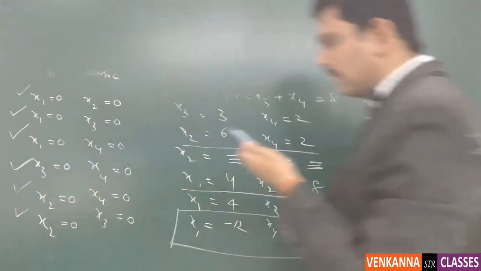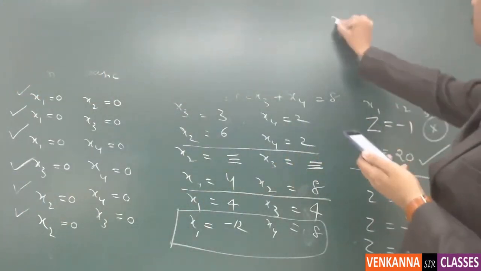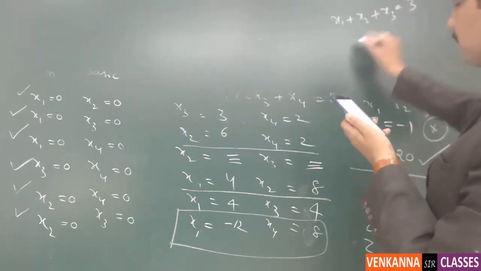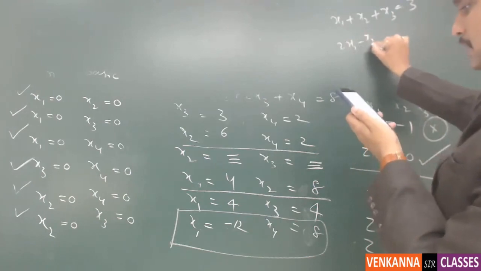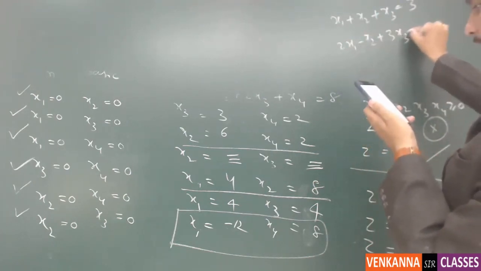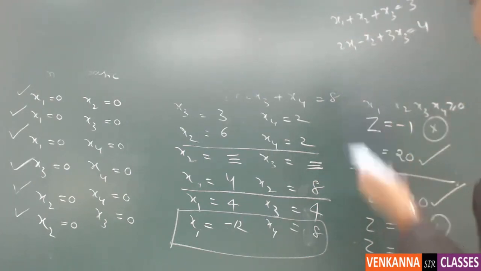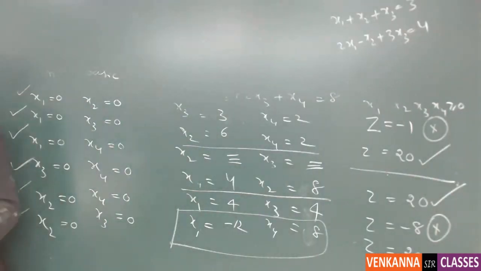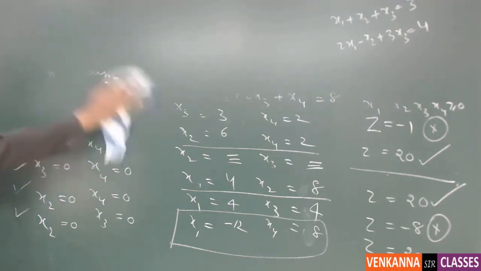This is the problem given in 2003. x1 plus x2 plus x3 is equal to 3. 2x1 minus x2 plus 3x3 is equal to 4. Fine. Is that visible for you? So we will go with the same problem. It was asked in 2003, in the previous year question papers.